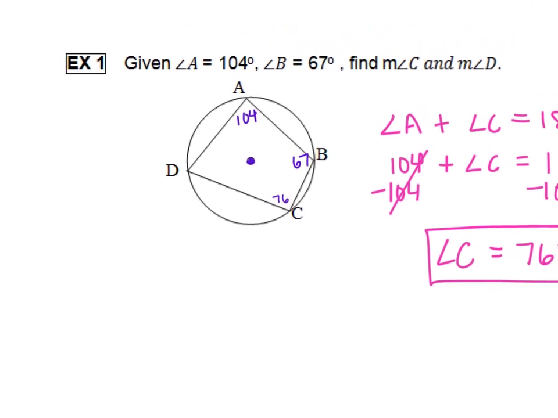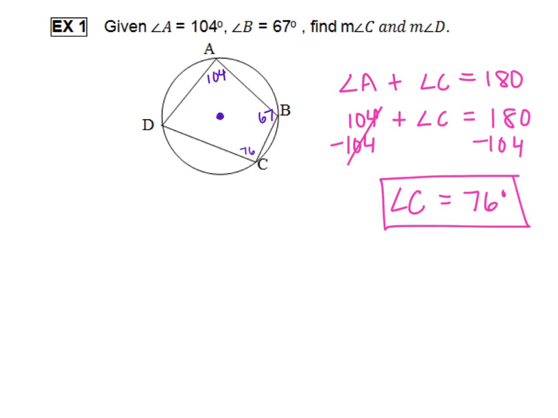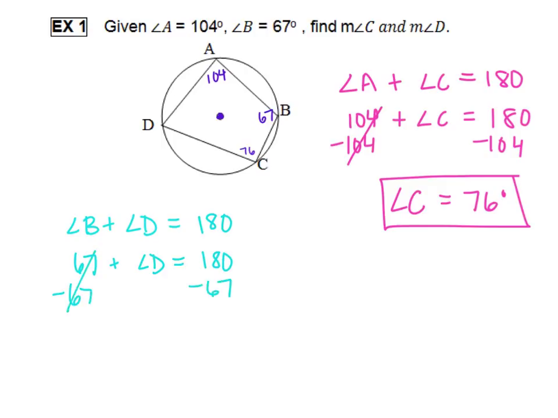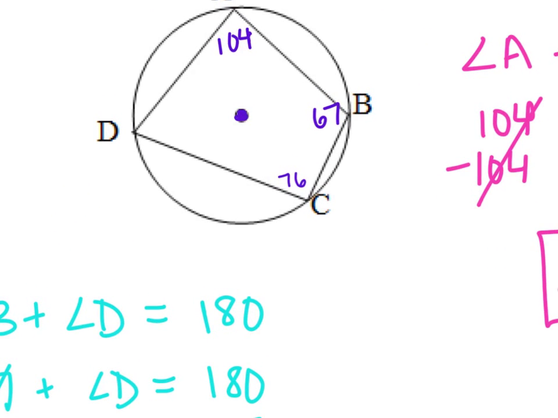All right. Similarly, we can find angle D the same way. Angle B plus angle D, again, angles from a quadrilateral inscribed in a circle. Opposite angles will equal 180 degrees. Angle B is 67 plus angle D equals 180. And then solve for angle D, so subtract 67 from both sides. And then we get the measure of angle D to equal 113 degrees. So I'll just go ahead and write that in, 113.